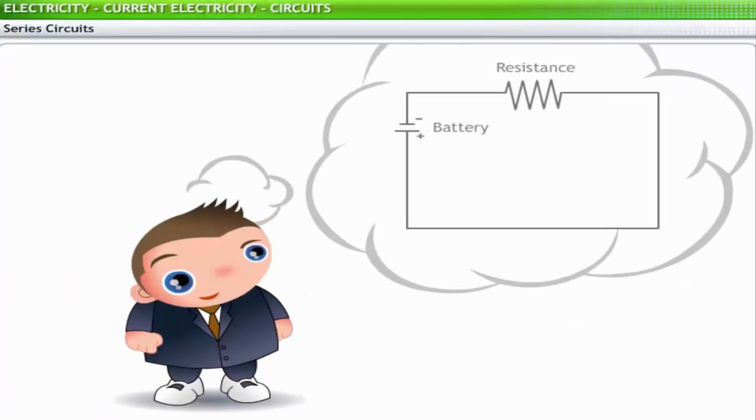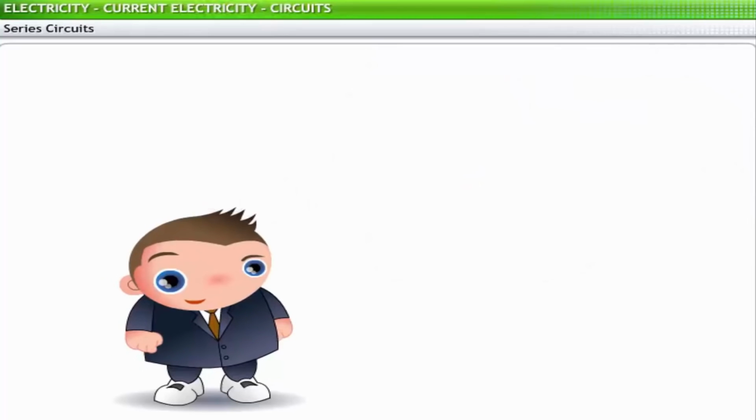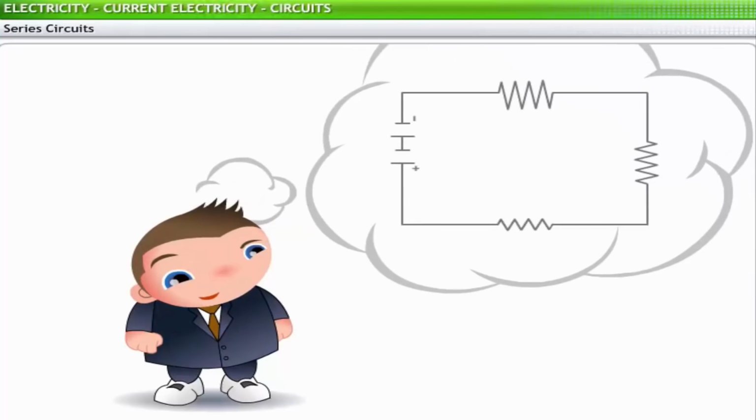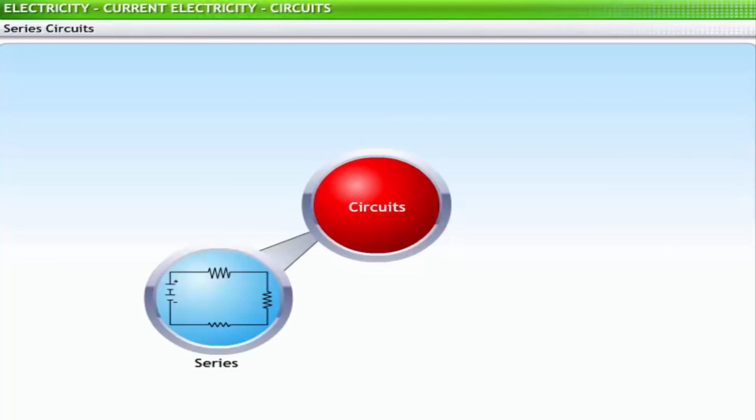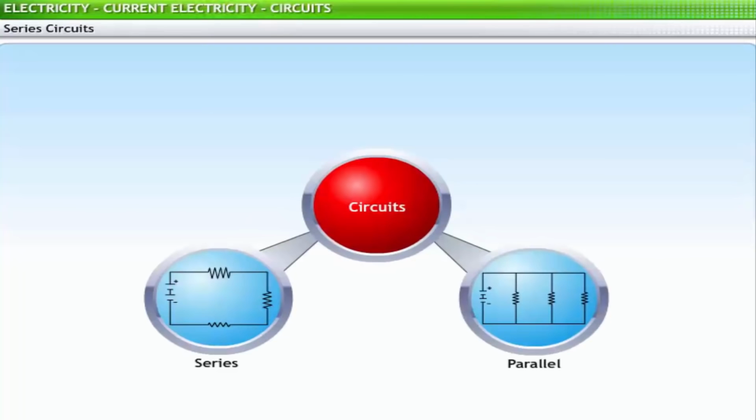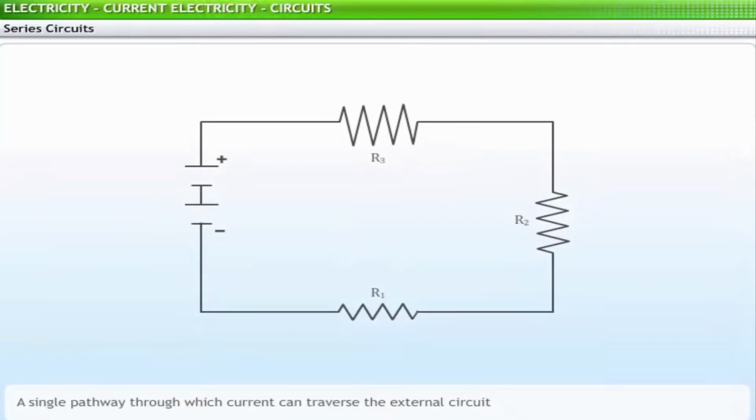Circuits that consist of just one battery and one load resistance are very simple to analyze, but they are usually not found in practical applications. Most often, you find circuits with more than two components. You can connect the components in a circuit in two ways: in series and in parallel. Let us first examine a series circuit.